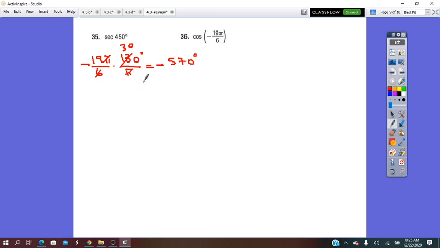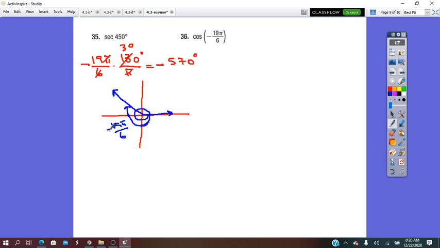Or we can do it. Let's sketch it. Okay. So initial side of the angle. So 570 will be a completed rotation, 360 plus 180 degrees. It will be 540 degrees and here 30 degrees. So this is negative 570 degrees or negative 19 pi over 6.